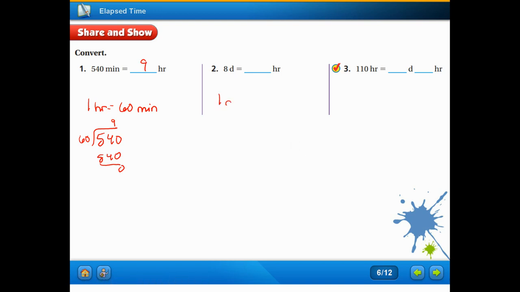8 days equals how many hours? So I've got to know that 1 day equals 24 hours. I've got to take that 24, multiply it by 8. Because I am going from days to hours, I am going from big to small. I am multiplying. 8 times 4 is 32. 16, 19, 192 hours. And then lastly, I have 110 hours is how many days and hours. So I need to know that 24 hours equals 1 day.